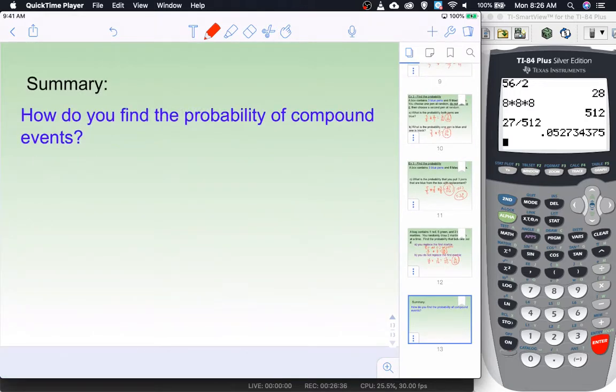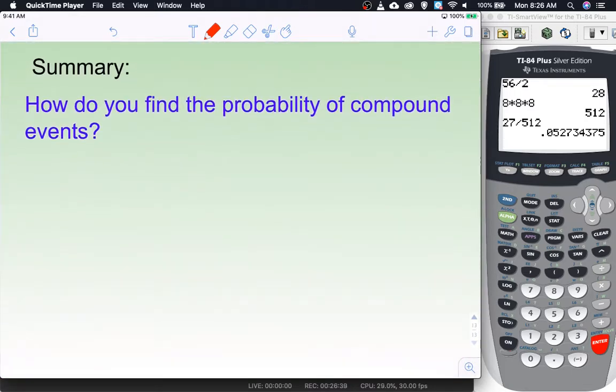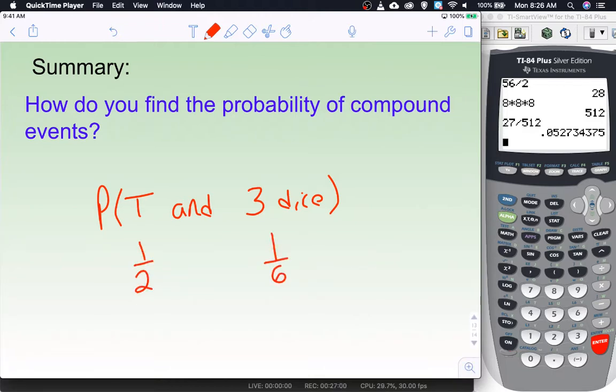Now, a type of problem we didn't talk about, and I'm okay talking about it now, would be like, what happens if I want the probability of getting a tails on a coin and a 3 on a dice? That's still 2 actions, isn't it? You spin the coin, you roll the dice. That's 2 separate actions. You'd multiply those probabilities together. Anytime you have more than one action, you multiply those probabilities together.